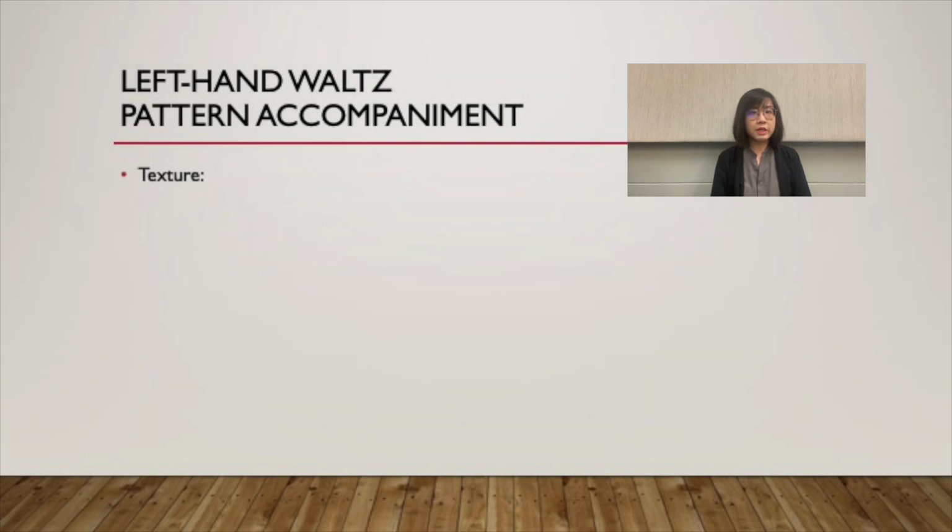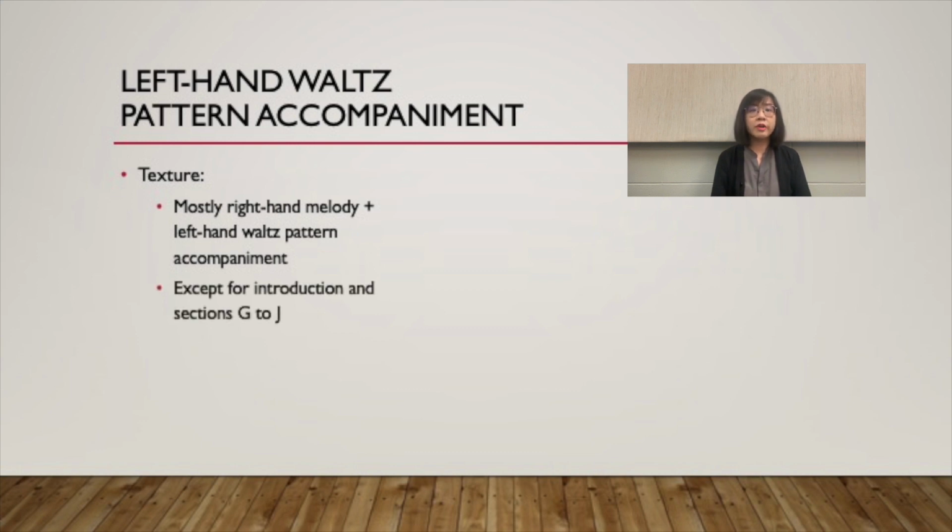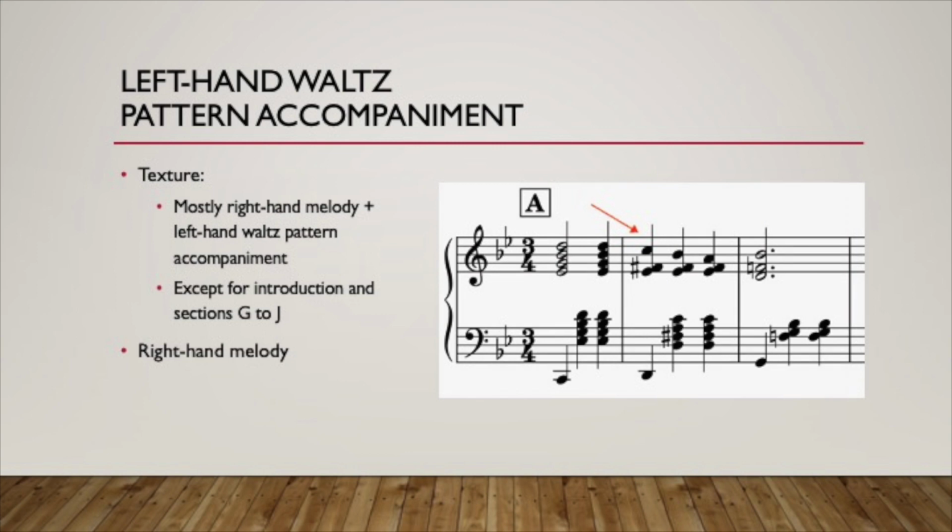The texture of the piece mostly consists of right-hand melody and left-hand waltz pattern accompaniments, except for the introduction and the first half of part 2, which is from sections G to J. The right-hand melody usually builds on chords or in octaves within the chords. In order to play the waltz stylistically, the most important thing is the left-hand accompaniment. A student must feel the pum-cha-cha beat on the left hand.